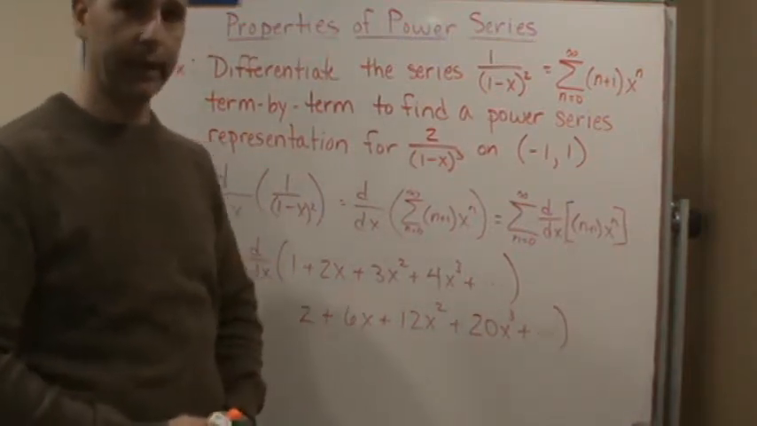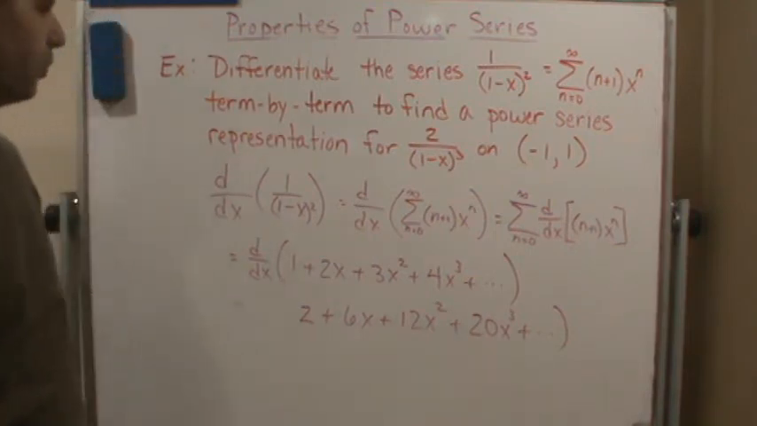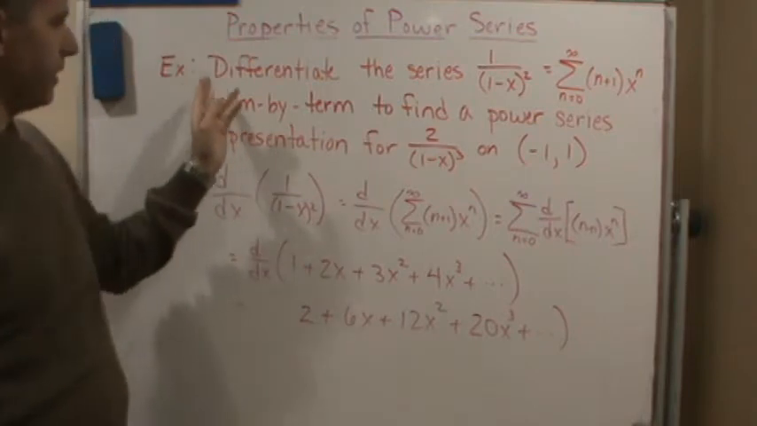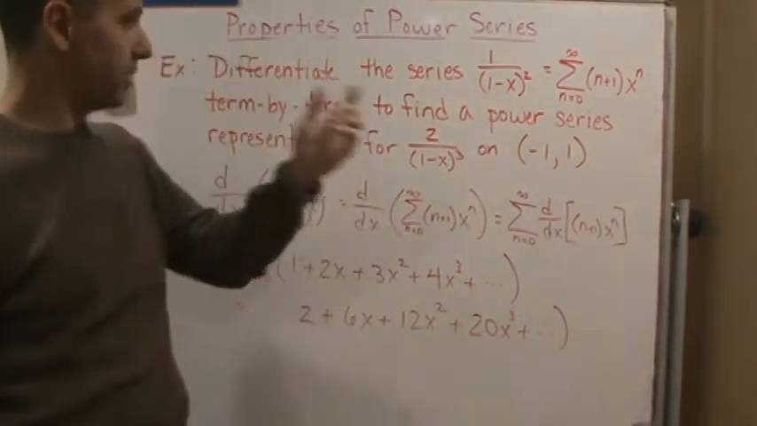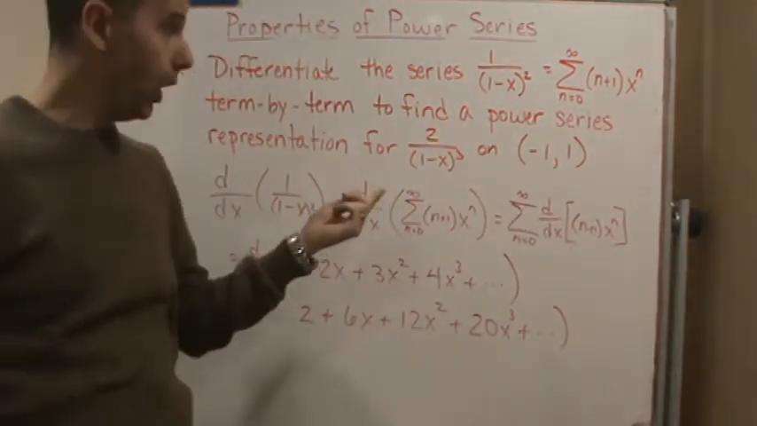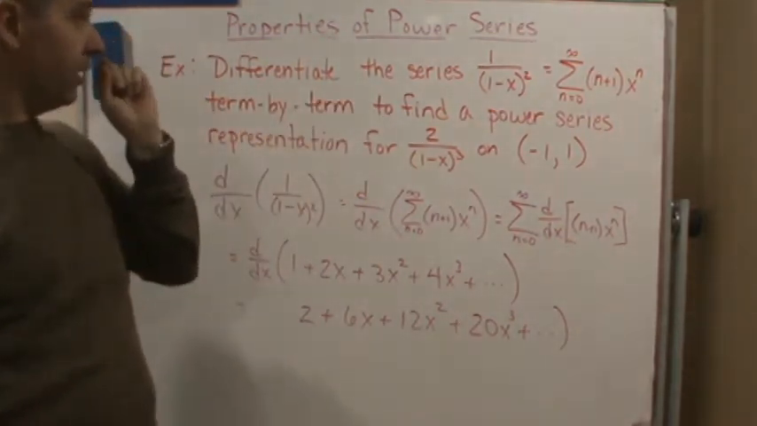Okay, so welcome back. Now here's another example that I did. I just want to go over with you. So we've got this problem that says differentiate the series 1 over 1 minus x squared, which is equal to this power series, which we did in the last video. Now, it wants us to use this series.